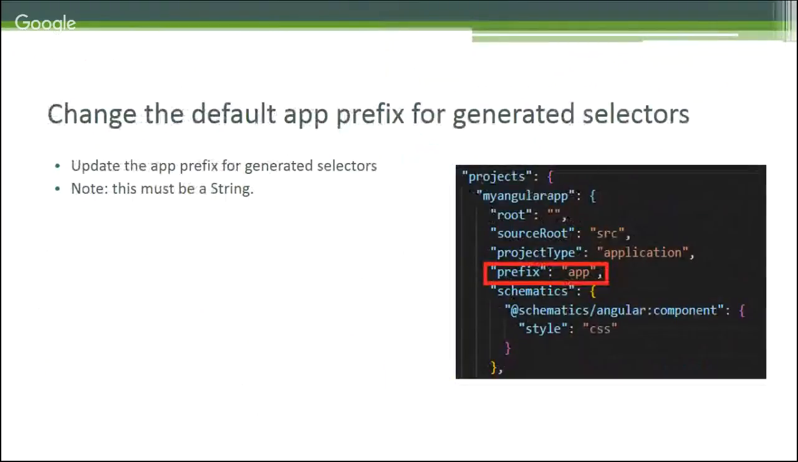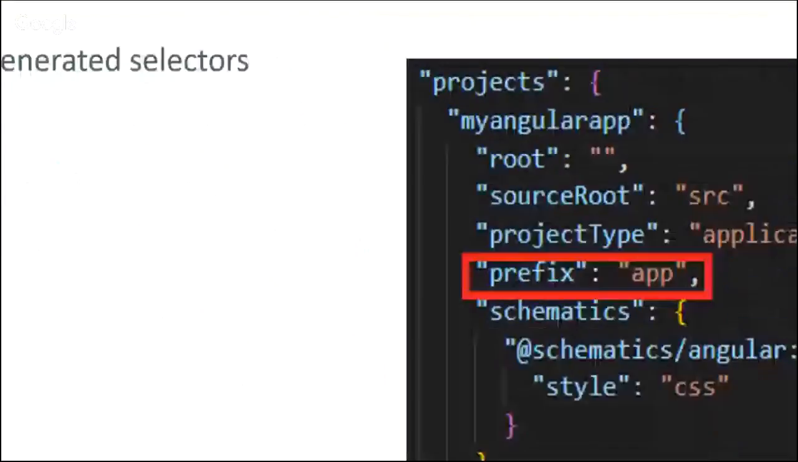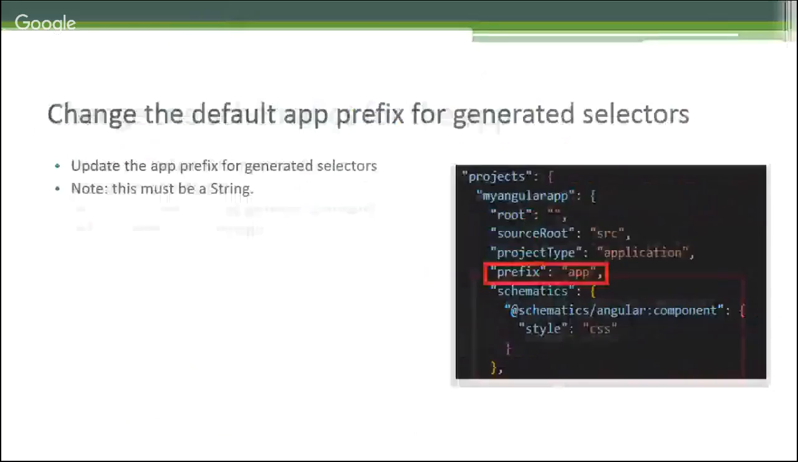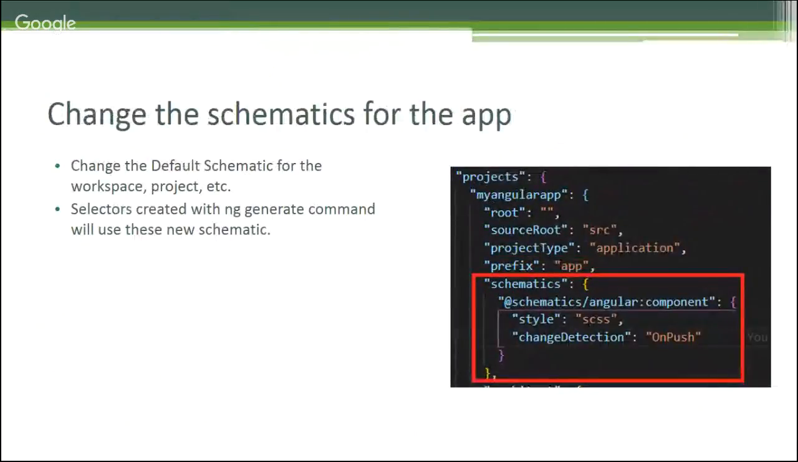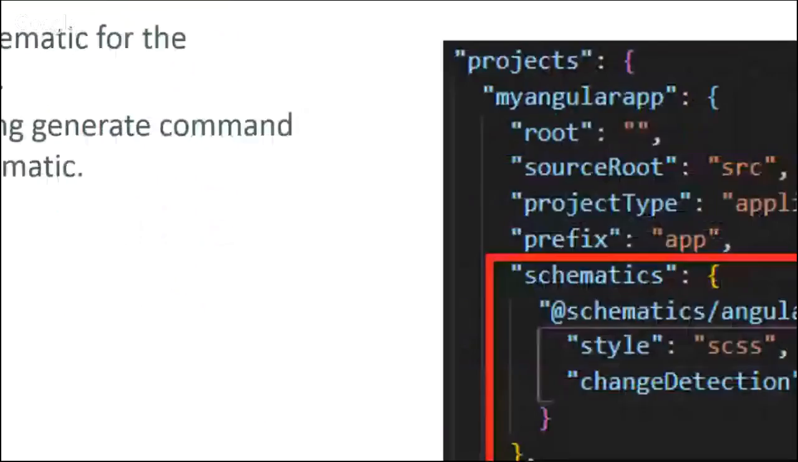You can choose to change the default app prefix as well, and I think I showed you how to do this here. So this changes the app prefix for this app. You can choose to change the schematic for your app as well. Another typical example is this, which shows you how to change the schematic for this application. And I think that's it.